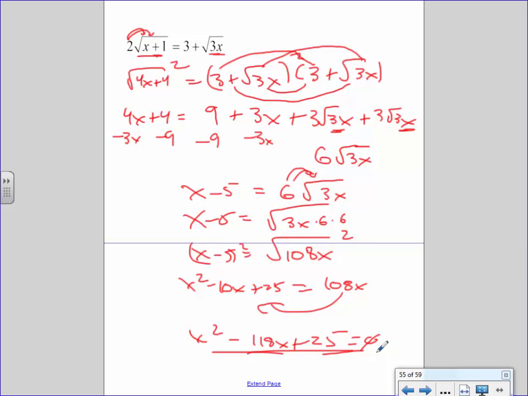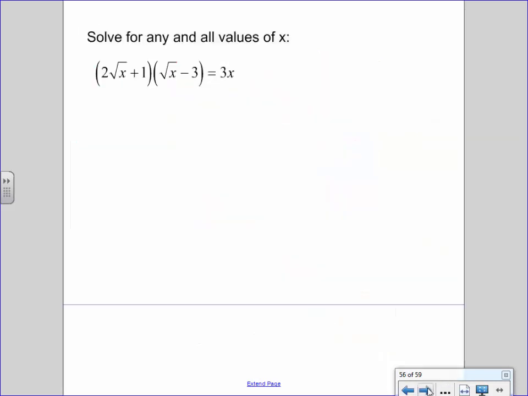That makes sense to you guys? Okay. Okay, here's another kind of example that kids in Dash 1 need to be able to solve. I still have multiple square roots right here, but it's written just slightly differently. It's not quite like the one that was before.